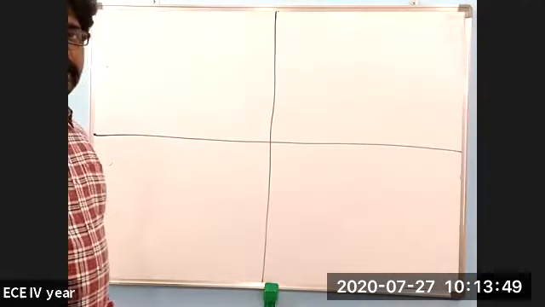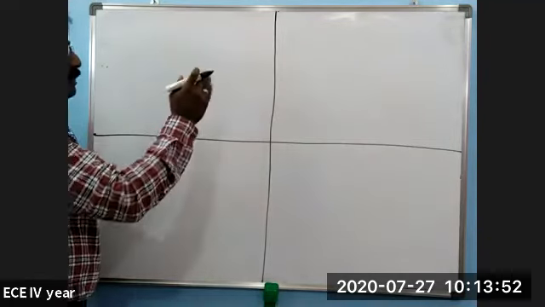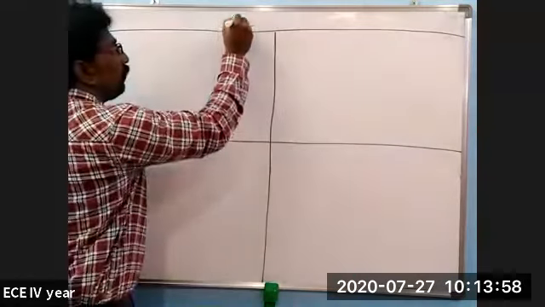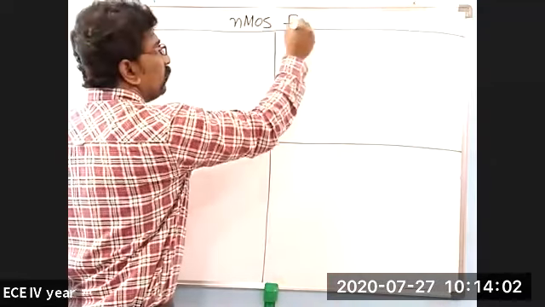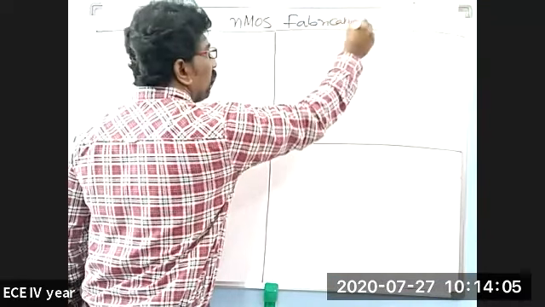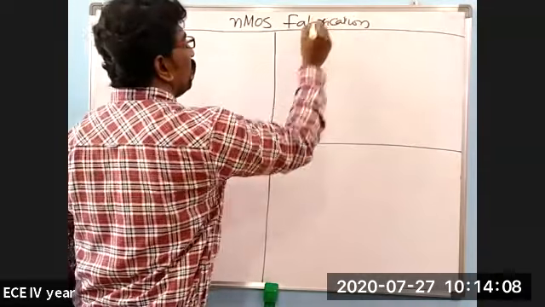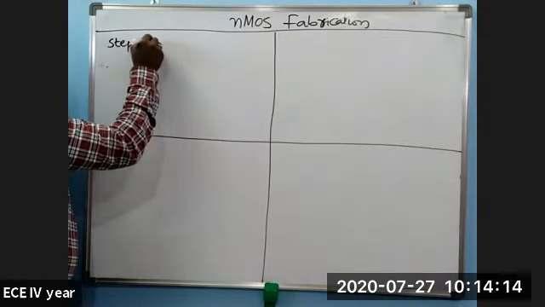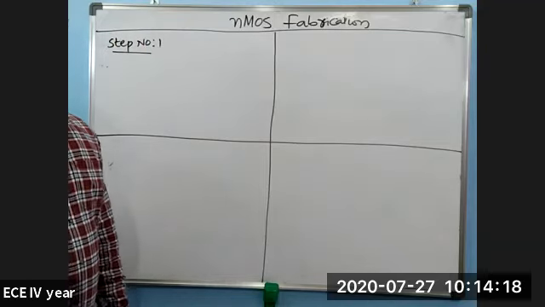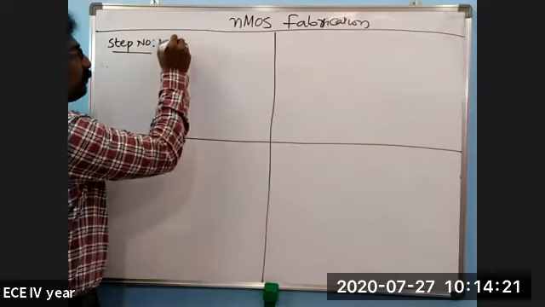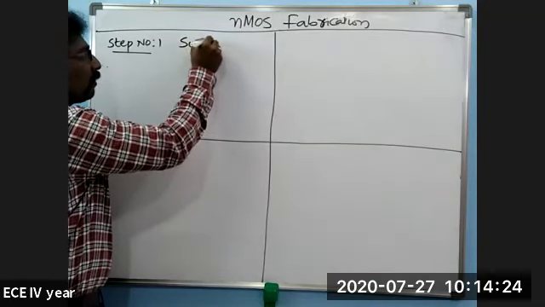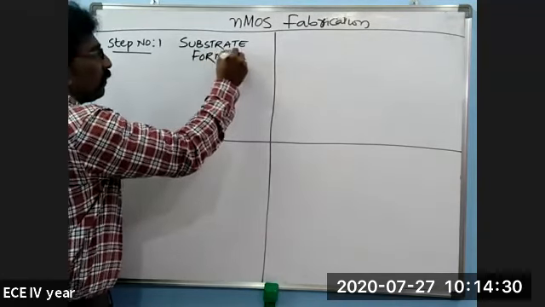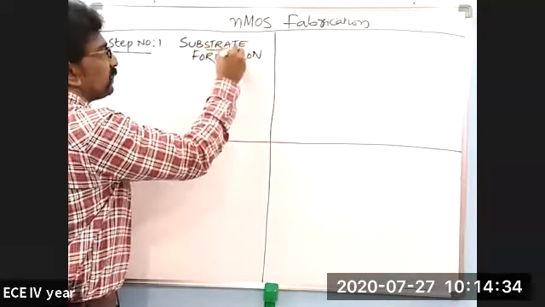First one, the first step. Okay, I'll write it somewhere else. It is NMOS fabrication. So step number one is substrate formation. First step is substrate formation.